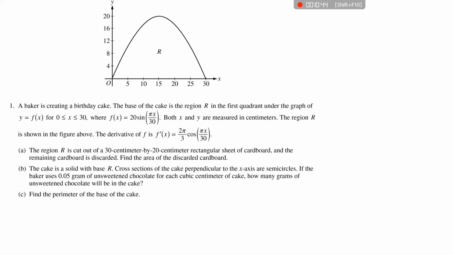All right. Part B. We've got our cake's base is this area R. Cross sections perpendicular to the x-axis are semicircles. So perpendicular to the x-axis, we have semicircles popping out of the page.